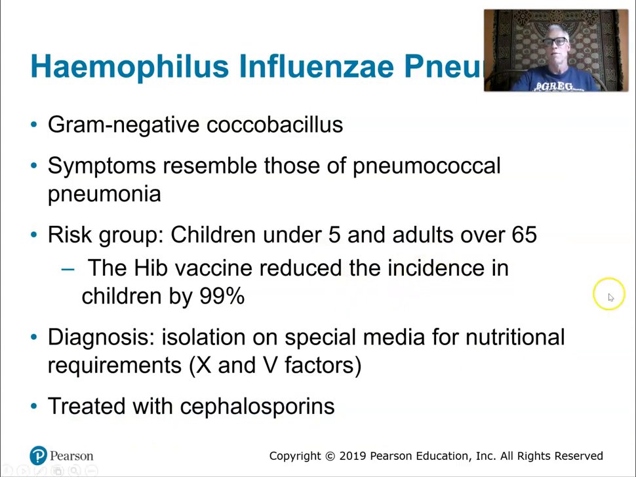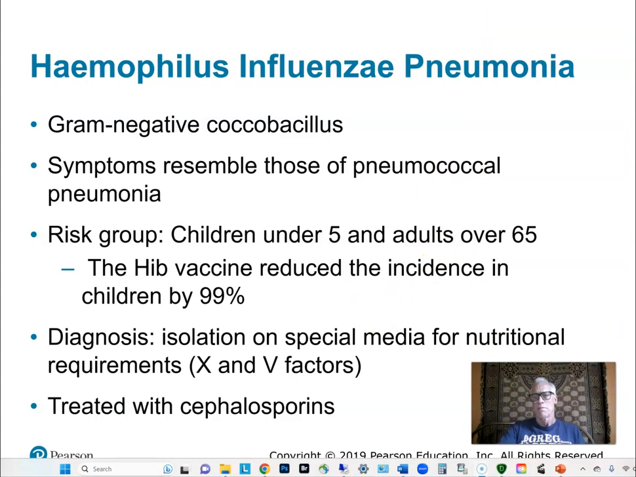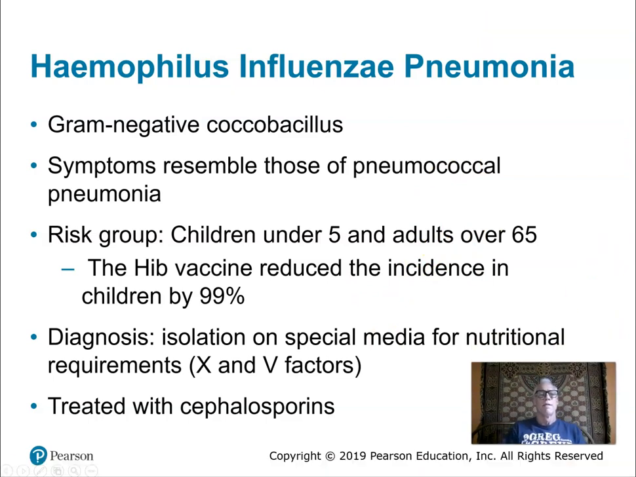Haemophilus influenzae is another fairly common cause of pneumonia. Gram-negative coccobacillus. Similar symptoms, except that Strep pneumoniae produces a rust-colored sputum, whereas Haemophilus influenzae has a whitish green colored sputum. Risk group for this disease, children and older and young people. Very often the case with many diseases, very old and very young that are susceptible.